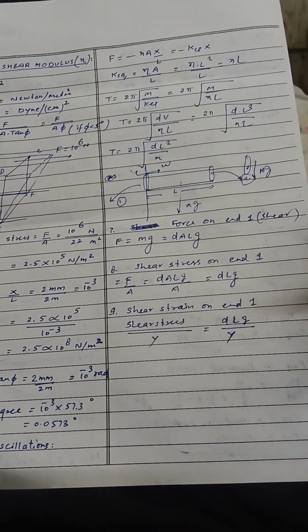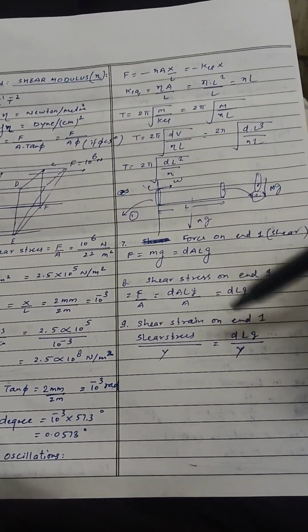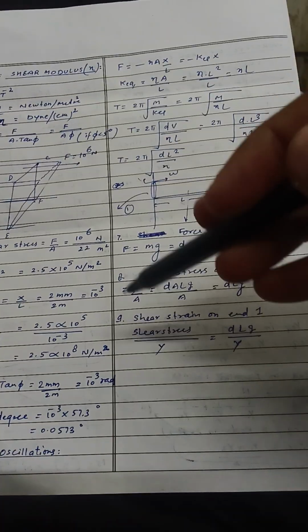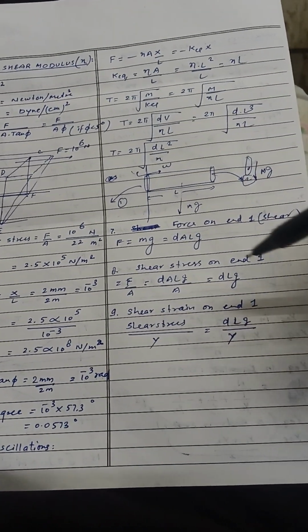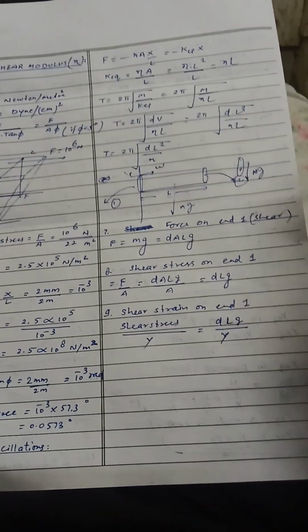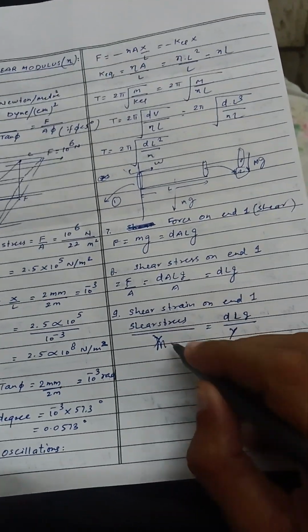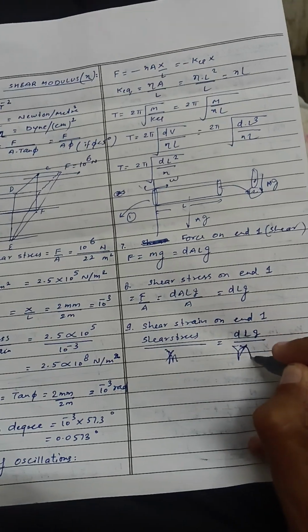So the shear force is equal to the weight of this particular liquid, which is d L g. Next is shear stress on end 1. So we know that stress is force by area. On solving this, we get d L g. Next is shear strain on end 1. So this is shear stress by eta, here it should be eta. So d L g by eta, that will be the shear strain on this end.